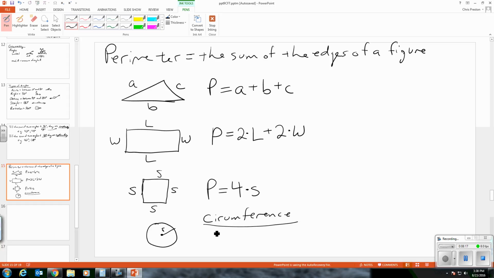Basically, it's the same thing. It's just, since there aren't multiple sides to add up, we don't call it perimeter. But circumference is 2 times pi times r. So 2 times pi times r.